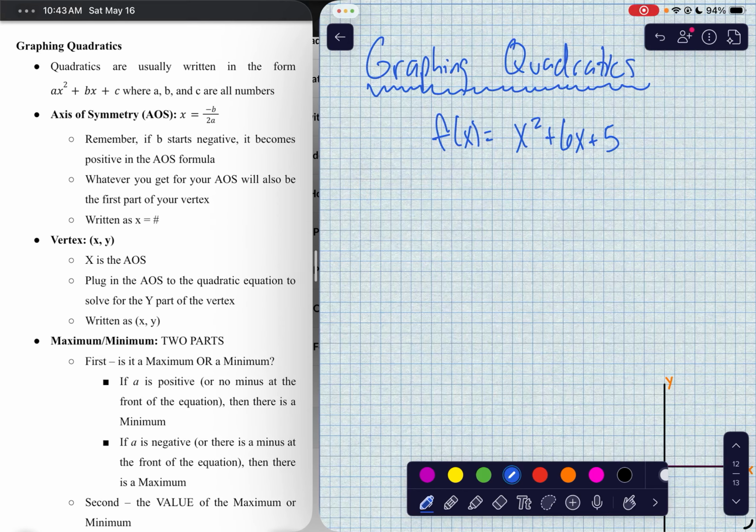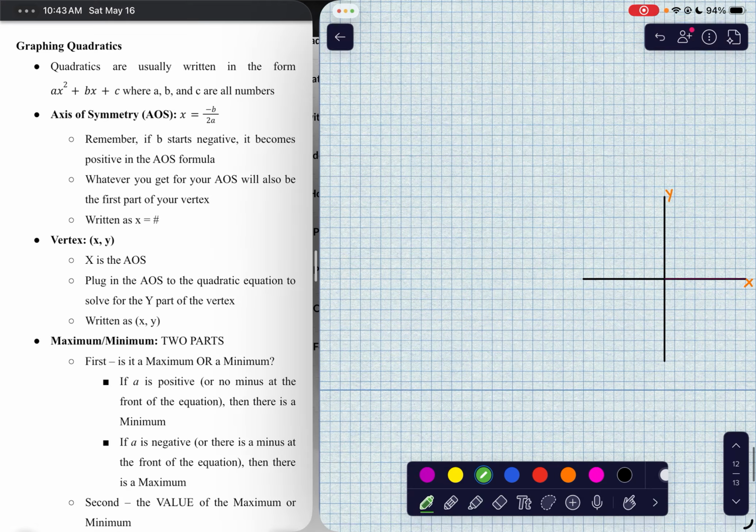About graphing quadratics. So remember, quadratics are the ones with the x squareds, right? It's going to be just one single polynomial looking thing where it has x squared as the highest degree. And we need to find the features of it, and we need to be able to graph it, okay?